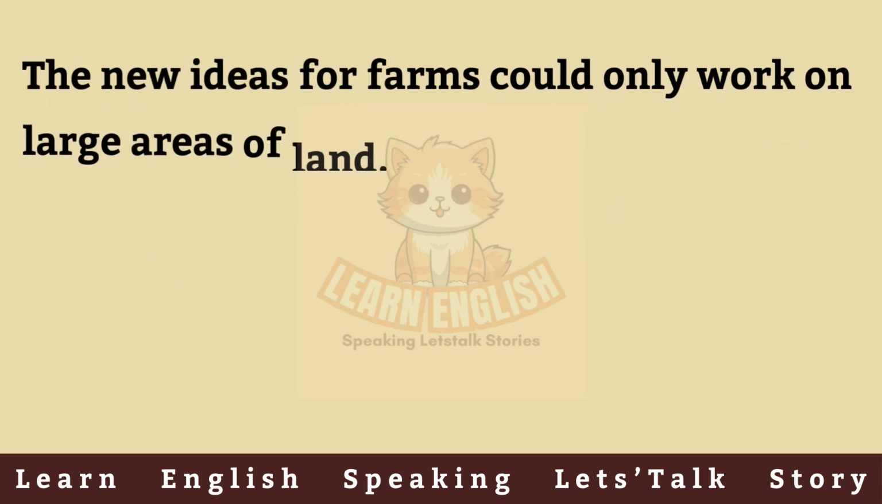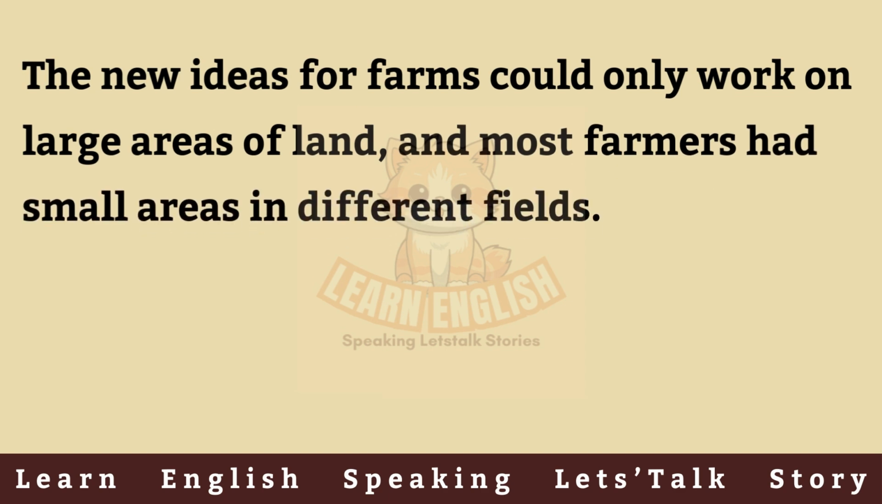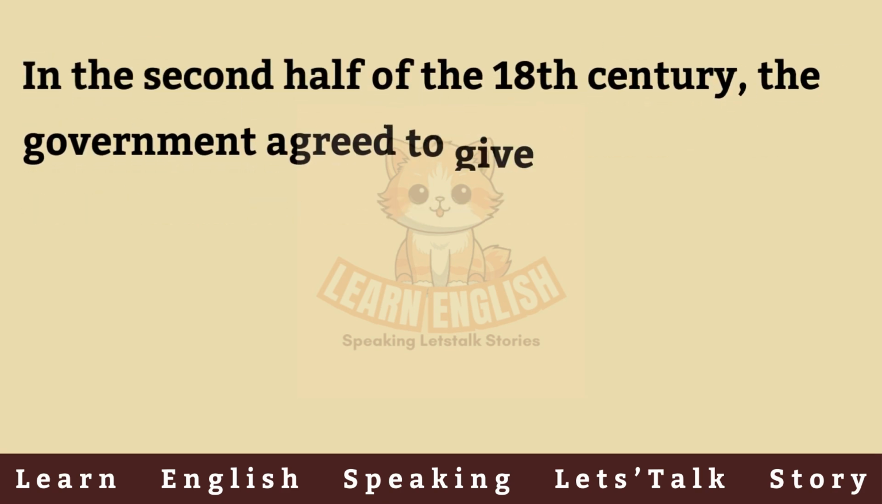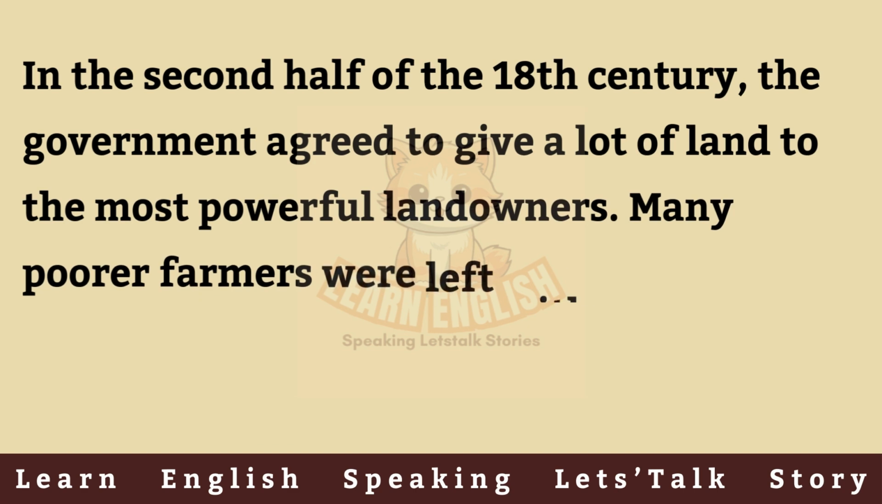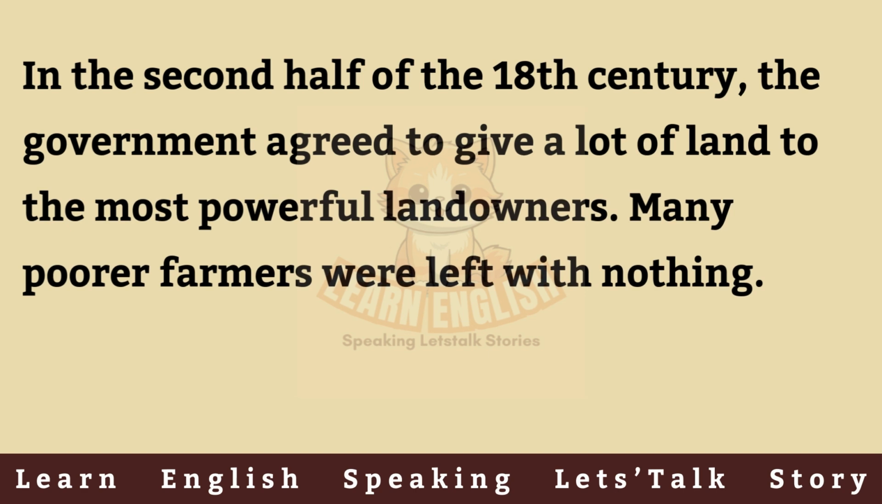The new ideas for farms could only work on large areas of land, and most farmers had small areas in different fields. In the second half of the 18th century, the government agreed to give a lot of land to the most powerful landowners. Many poorer farmers were left with nothing.